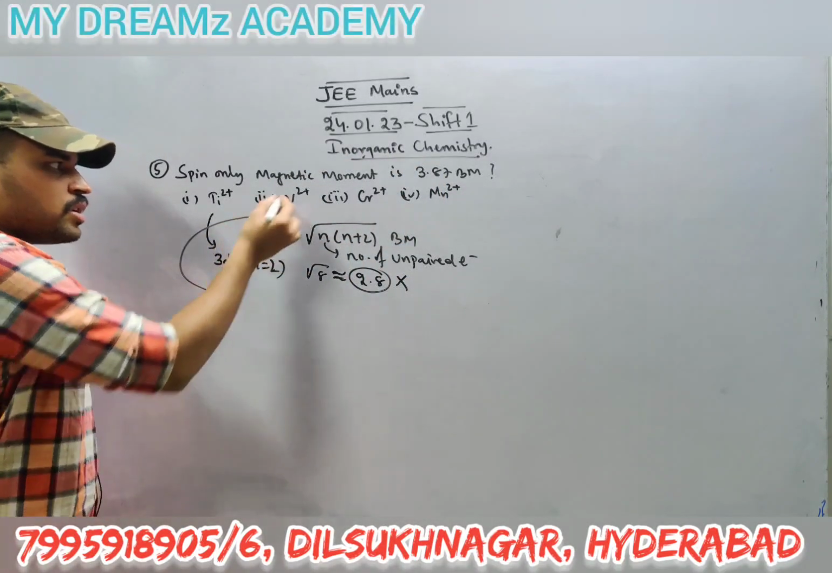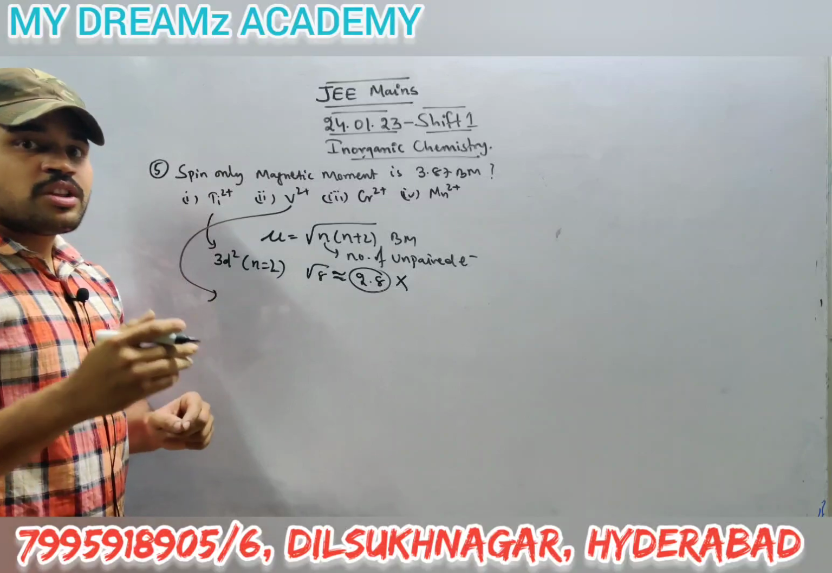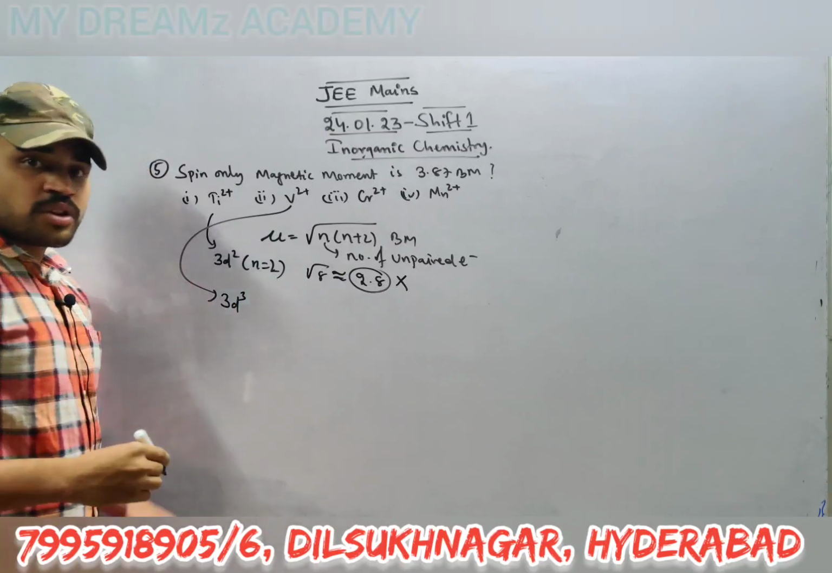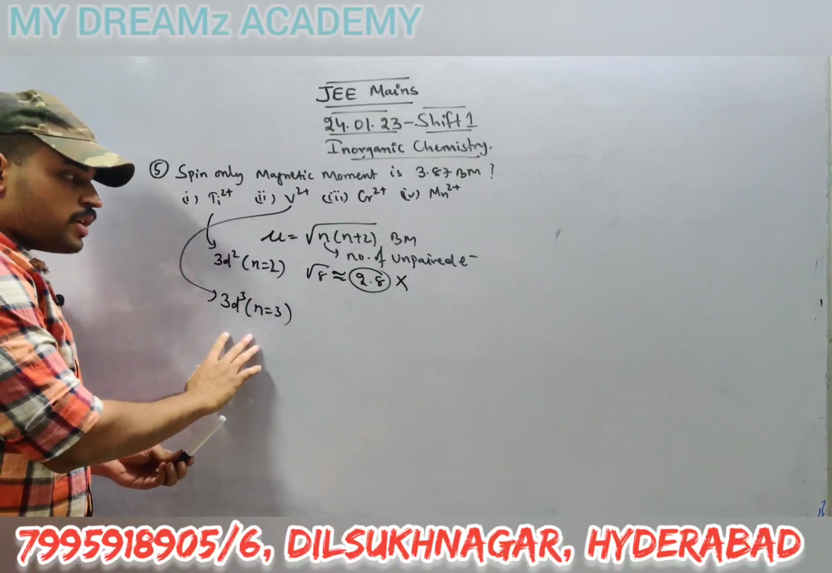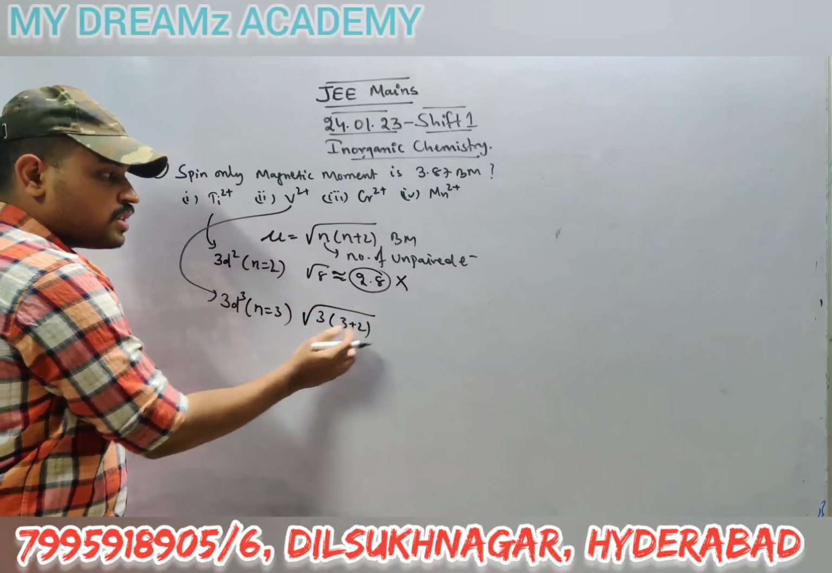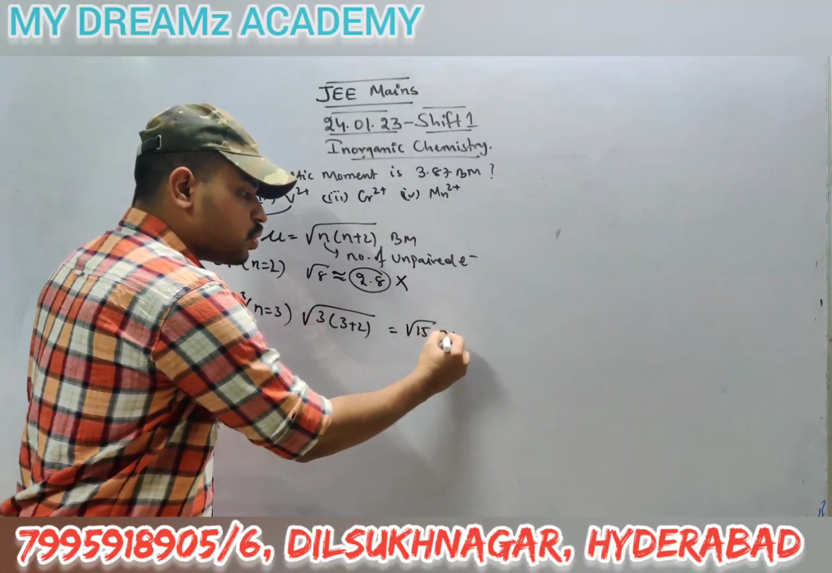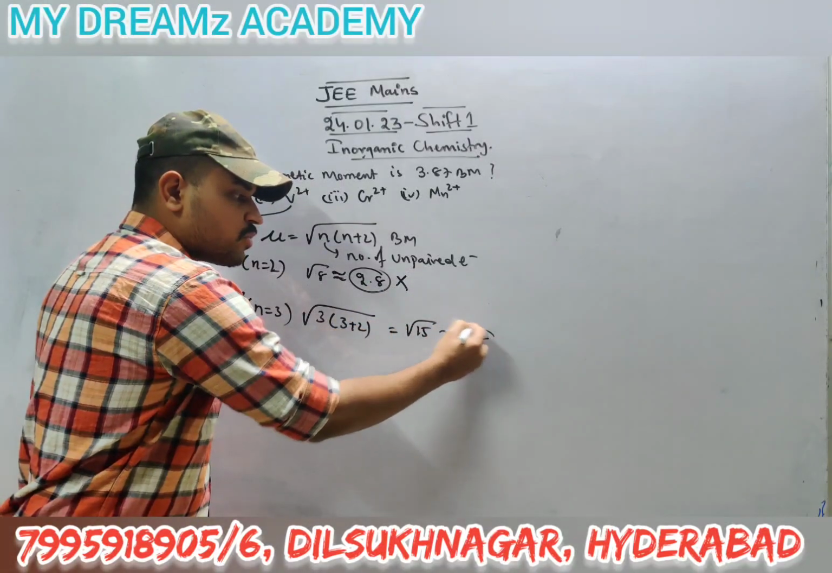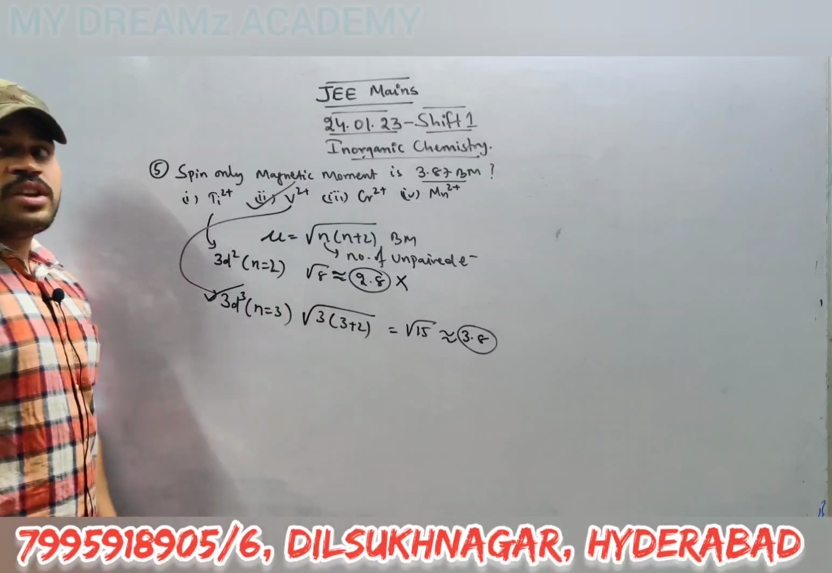In the case of vanadium, V2+, the atomic number is 23. It lost 2 electrons from 4s2, so the outermost electronic configuration is 3d3. Here there are 3 unpaired electrons, so the formula gives 3 into 3 plus 2, that means 5 threes are 15. So root over of 15 is close to, since root over of 16 is 4, 3.8 something. They are asking 3.87, so here itself we are getting the answer. V2+ is the answer.